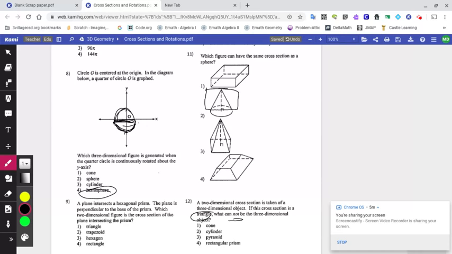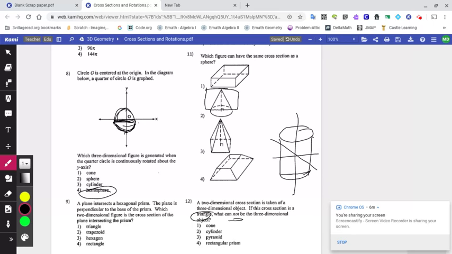There's no way to cut a cylinder and get a triangle. If I cut it this way, I get a rectangle. If I cut it this way, I get a circle. If I cut it this way, I get an ellipse. So cylinder is going to be my answer.